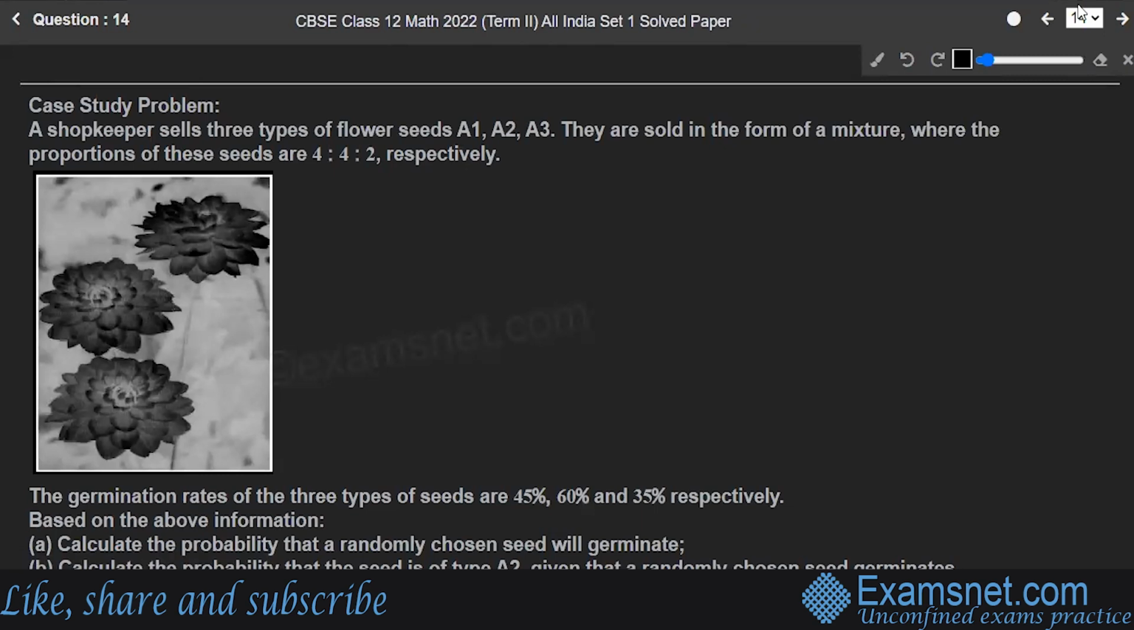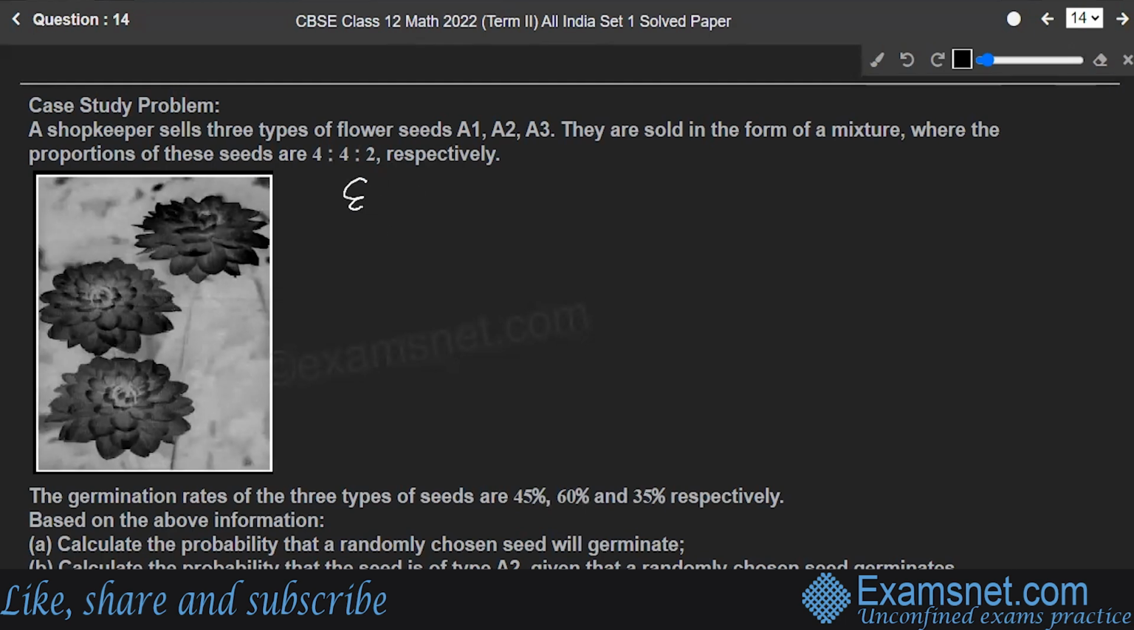First thing, before going on with the next thing, I'll talk about till here. We have 3 types of flower seeds, A1, A2, A3. They are sold in the form of a mixture. So the proportion of A1 is 4, A2 is 4, and A3 is 2. So this is the proportion of the mixture of the seeds, right?